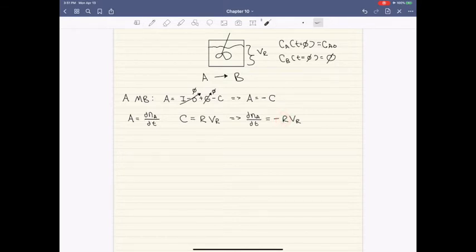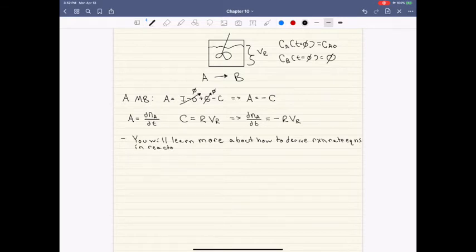As far as being able to do that by yourself, this is one of the goals, actually. This is one of the things you'll learn to do in the reactor design and engineering course in your senior year. So you'll learn more about how to derive reaction rate equations in reactor design. But for now, I'm just going to guide you through how to derive these sorts of things.